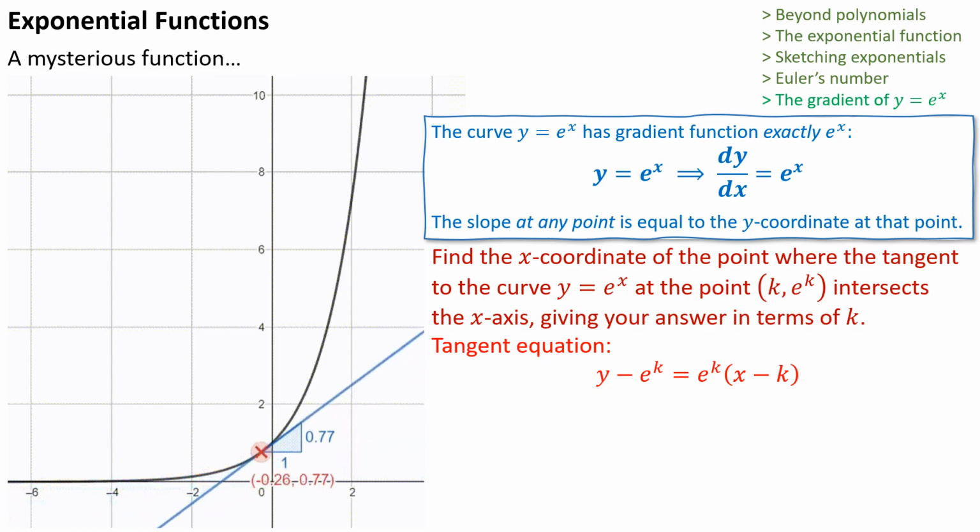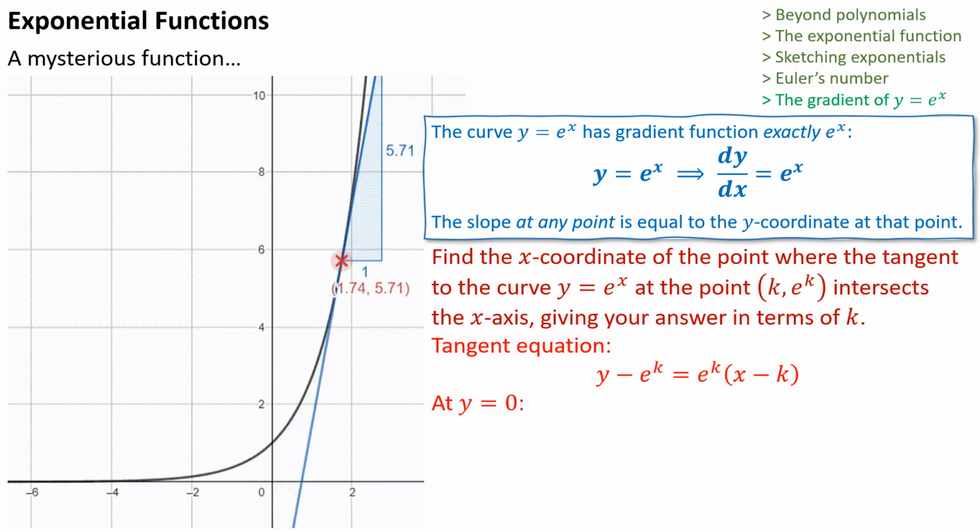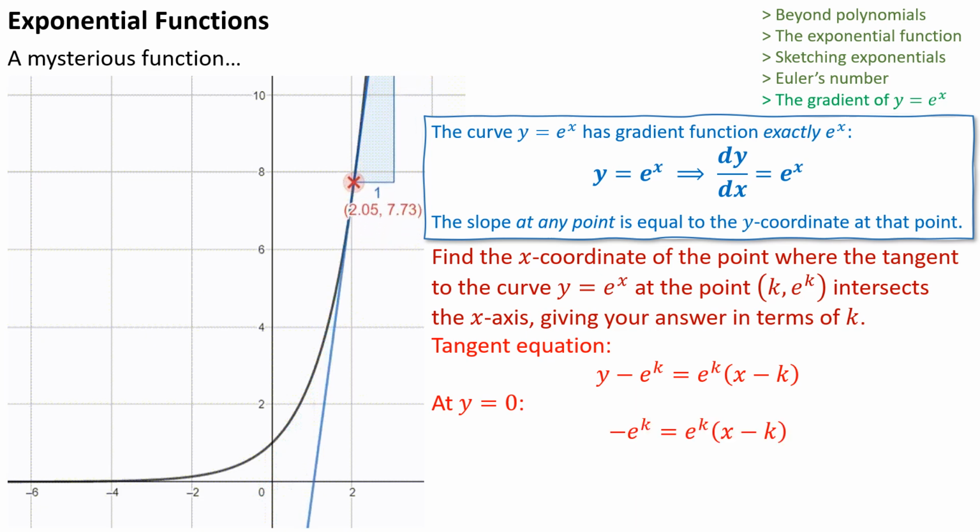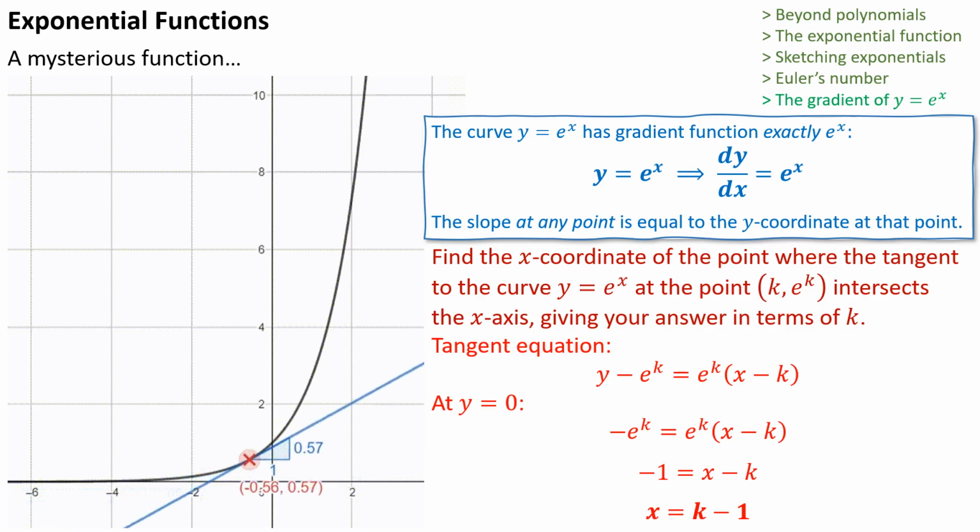All I need to do is move on to the next step of the question, which was, where does this line cut the x-axis? I can do that by substituting in y equals 0. That gives me minus e to the k equals e to the k times (x minus k). And all of a sudden, the exponential bit cancels out. We can divide by e to the k on both sides, and that gives us our value for x, k minus 1. In other words, the point where the tangent crosses the x-axis is always exactly 1 to the left of the x-coordinate of the point that the tangent is made from. So that's quite a nice result.